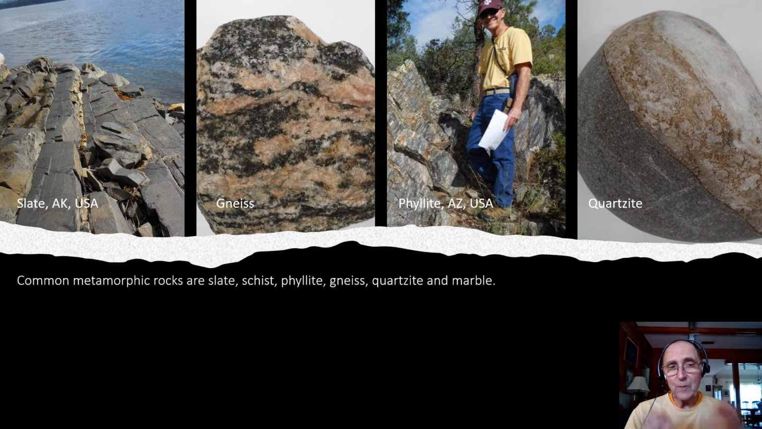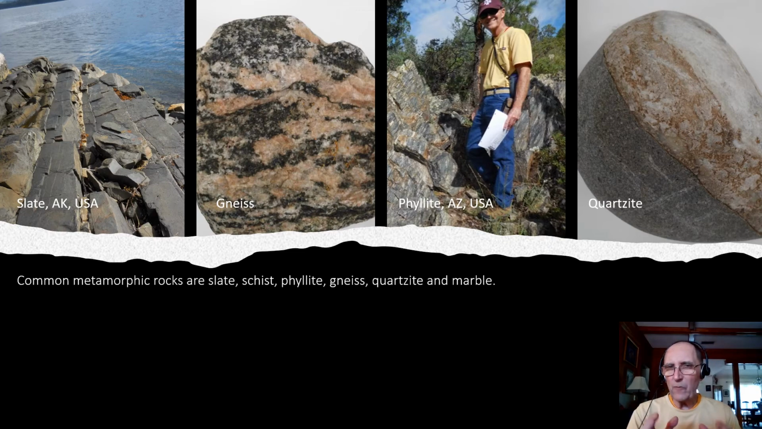The most common metamorphic rocks are slate, schist, phyllite, gneiss, quartzite, and marble. The picture on the left is a shale turning into a slate, as we see in Alaska. Next to it is a picture of gneiss.